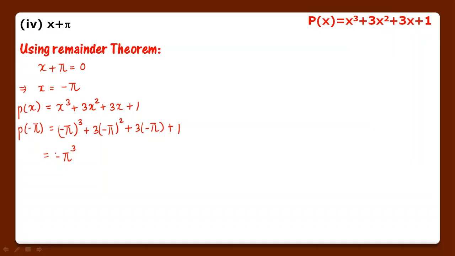Minus pi cube, since the power is odd, minus sign will come. Minus pi square will convert into plus 3 pi square, minus 3 pi plus 1. We will leave our answer here because it cannot be simplified further. We can simply write here, we have got our remainder in terms of pi in this way, and this is the answer.